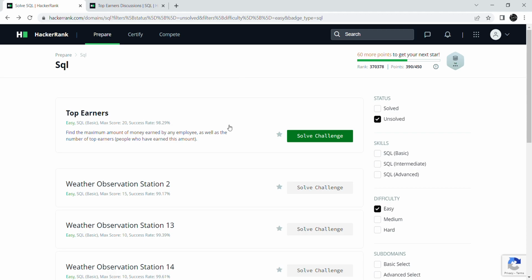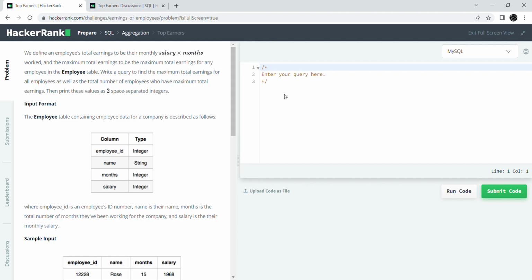Hello guys, so today we will solve quite an interesting problem in HackerRank under the section of easy difficulty level in our HackerRank SQL playlist. The problem goes by the name Top Earners. Before we begin with the problem, I would like to highlight a few things.